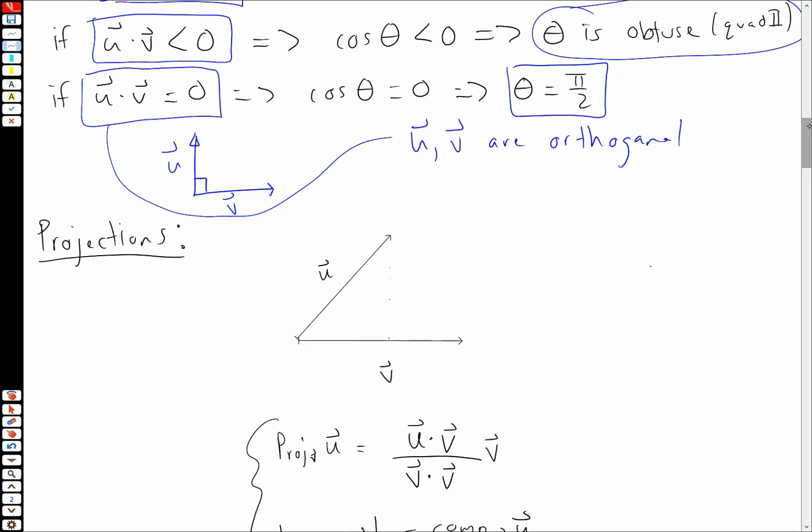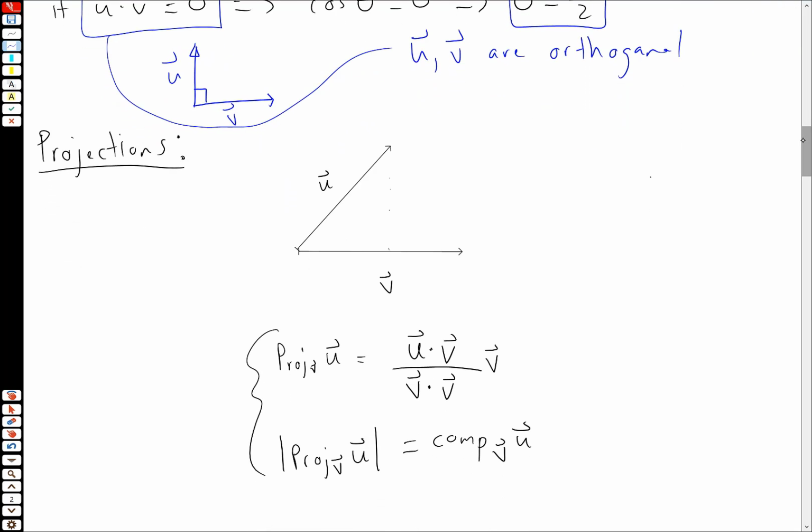Another thing the dot product allows us to do is something called projections. And I'm going to go through this step by step with you guys. So let's say we have two vectors u and v, like I've drawn here. U is this upper one, v is this lower one. And let's say we want to project u onto v. Now, what I mean by that is, think about u's shadow on v.